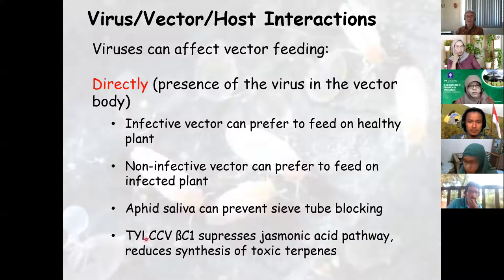Another direct effect is there have been studies with tomato yellow leaf curl China virus, which is a whitefly transmitted begomovirus. The beta satellite produces a protein, C1 protein, which actually suppresses the jasmonic acid pathway, the resistance pathway in plants. It also reduces the synthesis of terpenes, which are toxic to aphids and whiteflies, whitefly in this case. So a virus protein is actually modifying the metabolic pathways in the plant to favour the whitefly. If it favours the whitefly, it's more likely to be able to spread the virus.